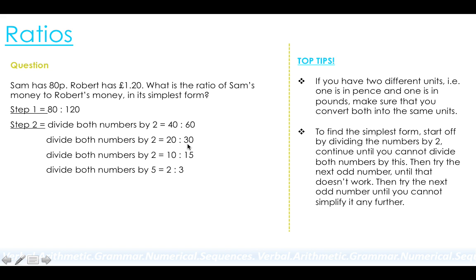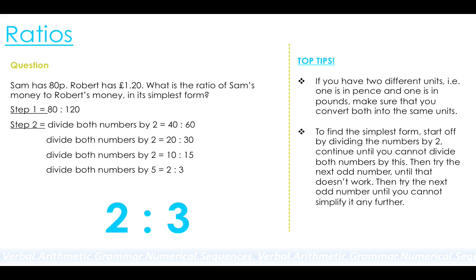So use the same method again. 20 divided by 2 would give you 10, and 30 divided by 2 would give you 15. Now you can't divide by 2 anymore because 2 won't go into 15, so you would use the next odd number, which is 3, but 3 doesn't go into 10, so then use the next odd number, which is 5. As you can see, 5 can go into 10 2 times, and 5 can go into 15 3 times. So after 4 small steps, we can see that 80 over 120 in its simplest form is 2 over 3. Therefore the correct answer is 2 over 3.